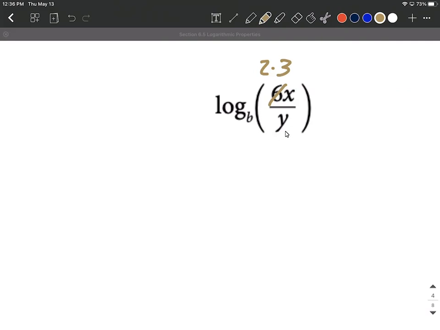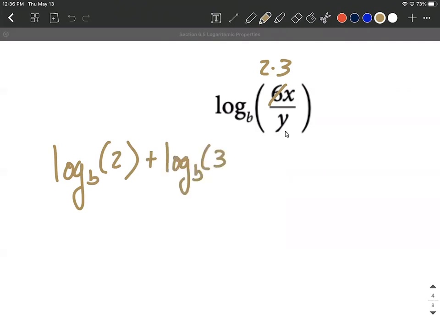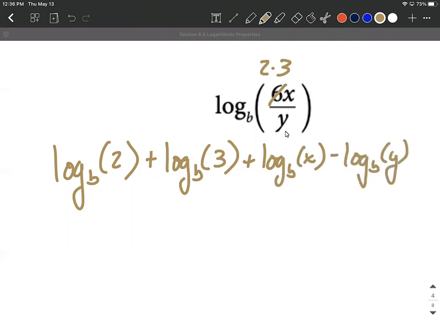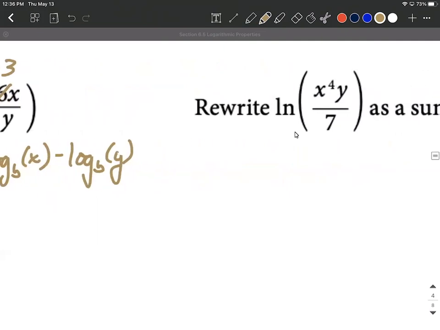So jumping straight to our answer, we have log base b of 2, positive out in front, came from the numerator, plus log base b of 3, positive out in front, came from the numerator, plus log base b of x, positive in front, log base b of y, but here's where you want to be careful. It's going to be a subtraction or negative out in front because the y came from the denominator. There you have it.